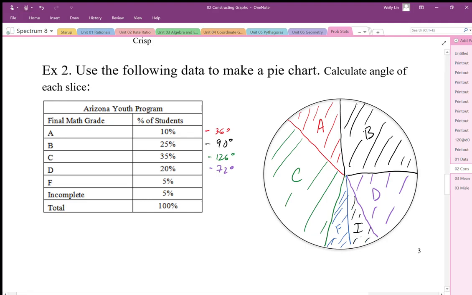Okay, so you need to make a graph that has these relative proportions. Again, make sure you are able to convert these into degrees, and be able to relate the percentages with degrees and be able to see how they look like in a circle.